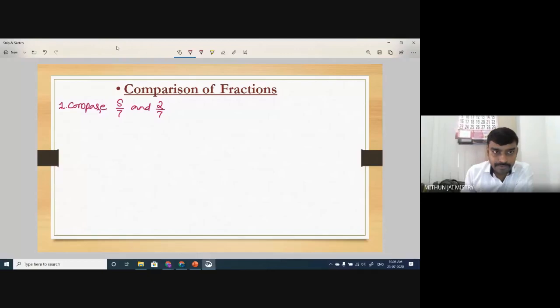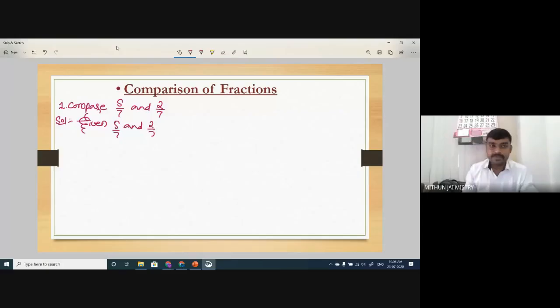So in the solution, we will be writing like this: given 5 by 7 and 2 by 7. First, writing what are the numbers which are given, the fractions. Now have a look. How do we do comparison? Before doing comparison, you have to first check whether they are like fractions or not.